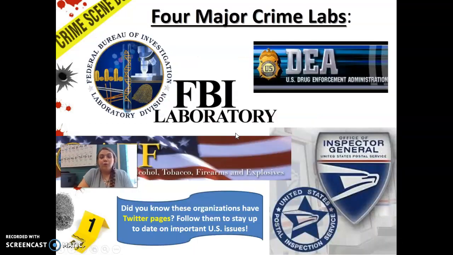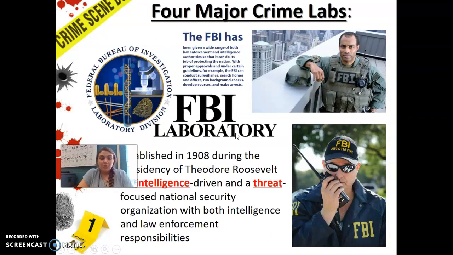Now, you could work in these 4 major crime labs. So these are like the biggest crime labs you can work in the country. The first one is the FBI.